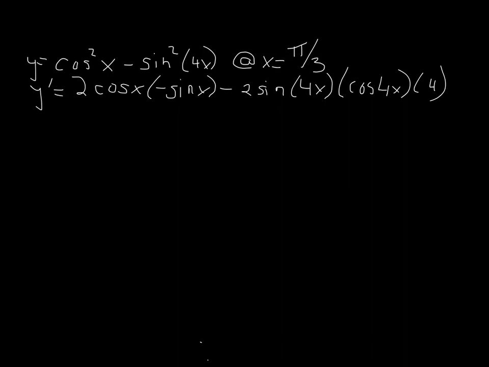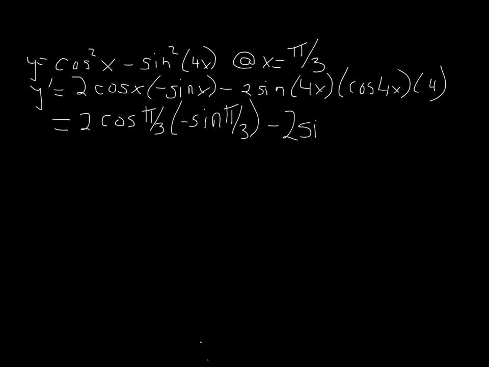And you're right, that's exactly what you need to do: substitute in the pi over 3 everywhere there's an x in the derivative. So what you're doing is finding the slope of the tangent line right at that point, at x equals pi over 3. And so just subbing that in, you'll get 2 times the cos of pi over 3, multiplied by negative the sine of pi over 3, minus 2 times the sine of 4 pi over 3.